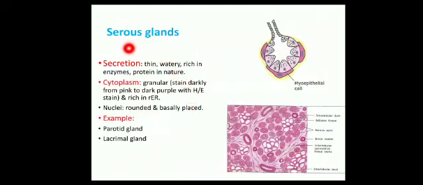In the case of the serous glands, the secretions are thin, watery, and rich in enzymes and protein in nature. Their cytoplasm is granular, stained darkly from pink to dark purple, and rich in rough endoplasmic reticulum. For example, the parotid gland and lacrimal gland. Here you see that the cells of the serous glands are pyramidal in shape and very high. The lumen is very small. The nuclei are rounded and are towards the base.